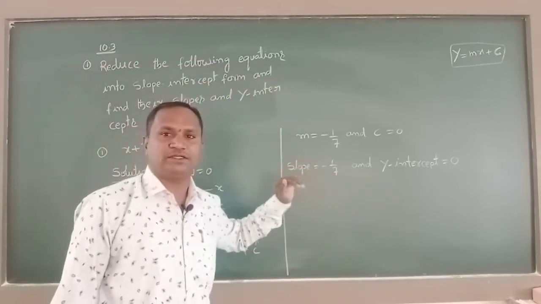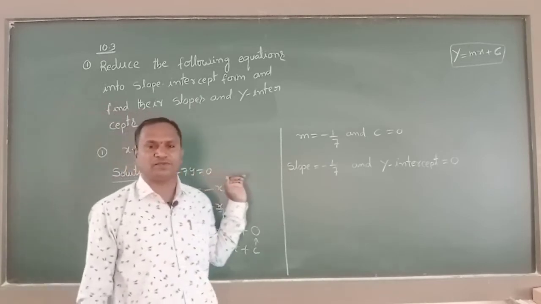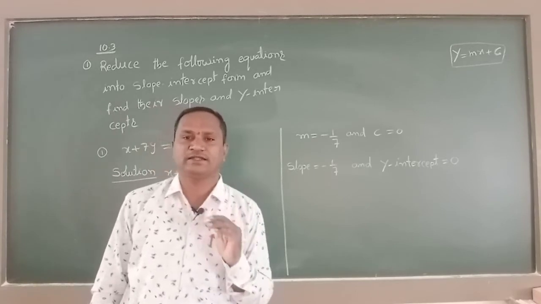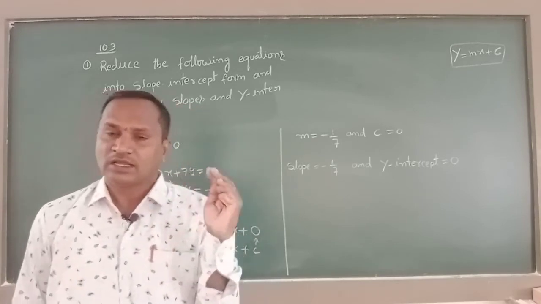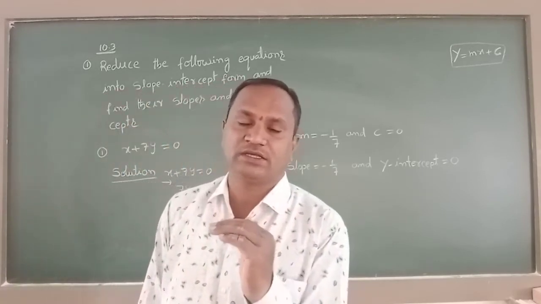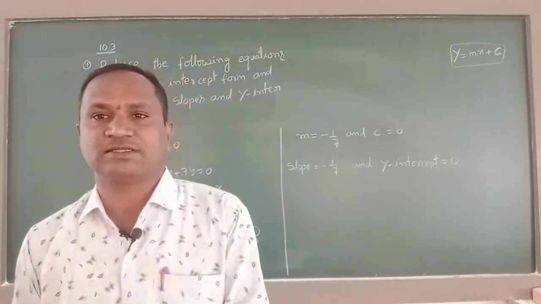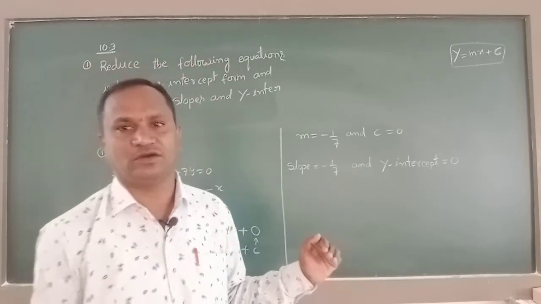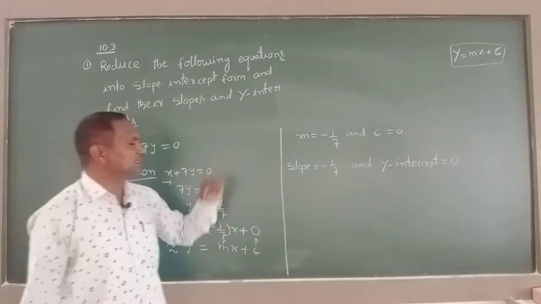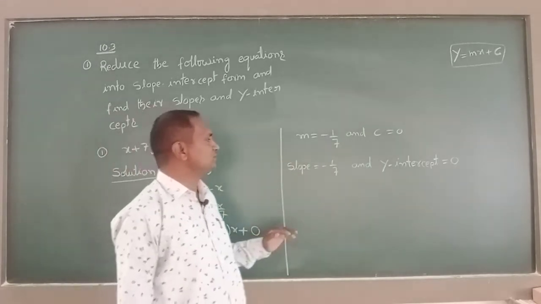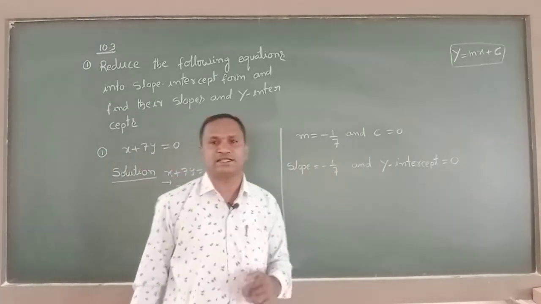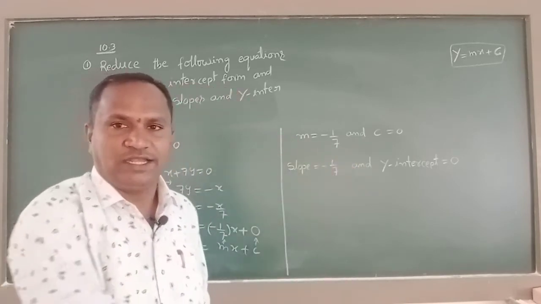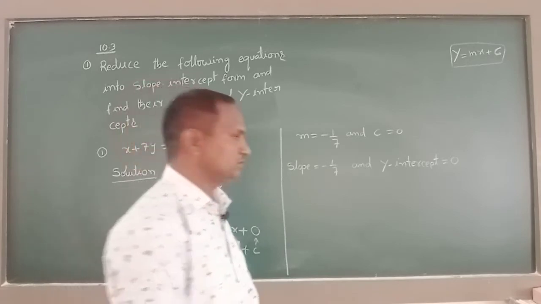Firstly, we converted the given general form of the equation of the line into slope y-intercept form. After converting that, we compared with the standard form y is equal to mx plus c. By comparing that, we got the values of m and c like this. The value of m is minus 1 by 7 and the value of c is 0, the slope and y-intercept respectively. Like that, we gave the solution for this question. Now let us solve another question.